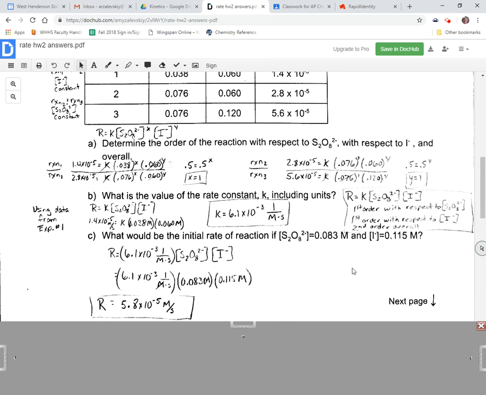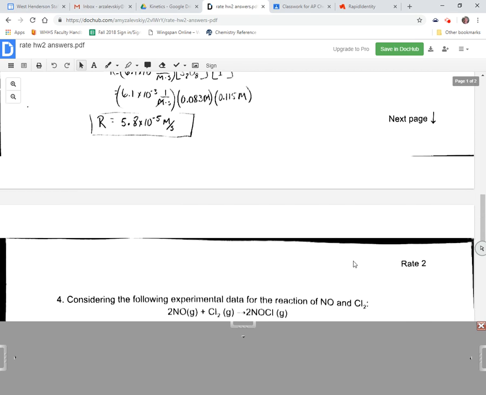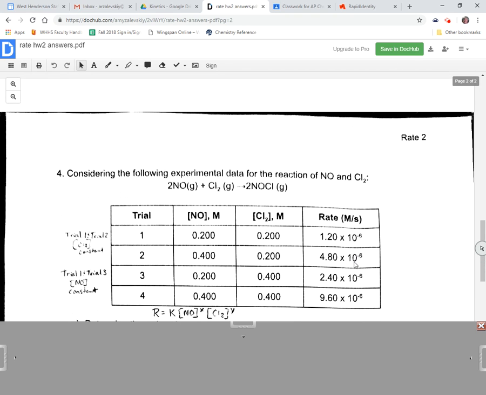So in the next problem, it's a very similar type problem, problem number 4. We are going to be looking for the order of this reaction, and they give us some data. I noticed that in trial 1 and trial 2, the concentration of Cl2 is constant, and in trial 1 and trial 3, the concentration of NO would be held constant. And that's going to help me find my X and my Y in this basic rate law expression.